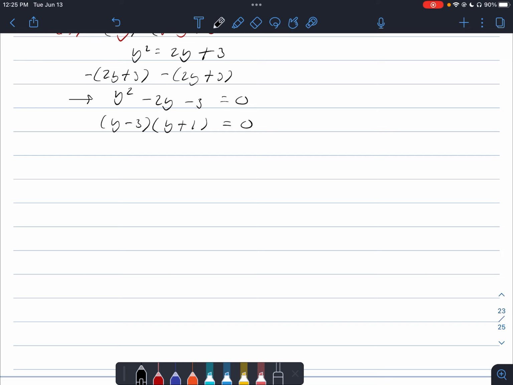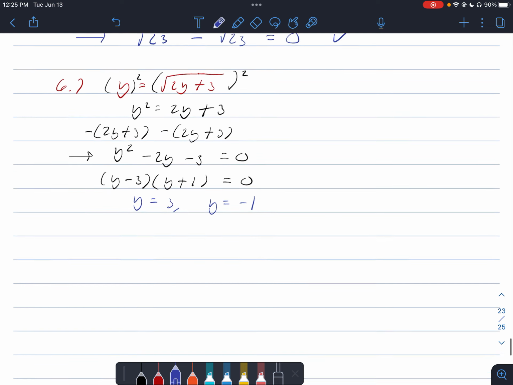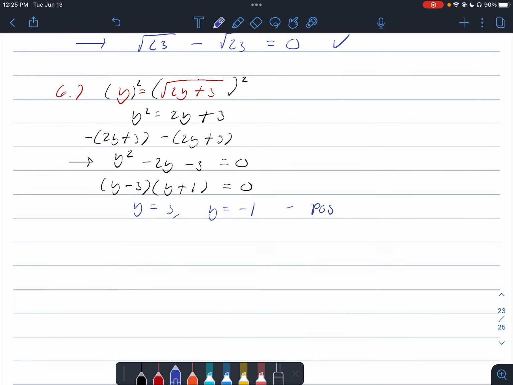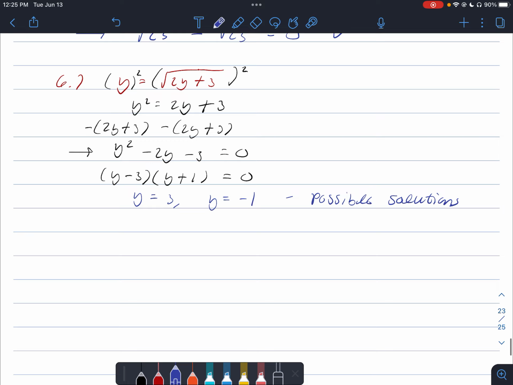Okay, so that means that our two possible solutions here are going to be y equals 3 or y equals negative 1. If we plug either of these in, we would find that one of these would be equal to 0, and therefore the whole thing is equal to 0. And so we will have y equals 3 and y equals negative 1 as possible solutions. Okay, but let's check them just to make sure.